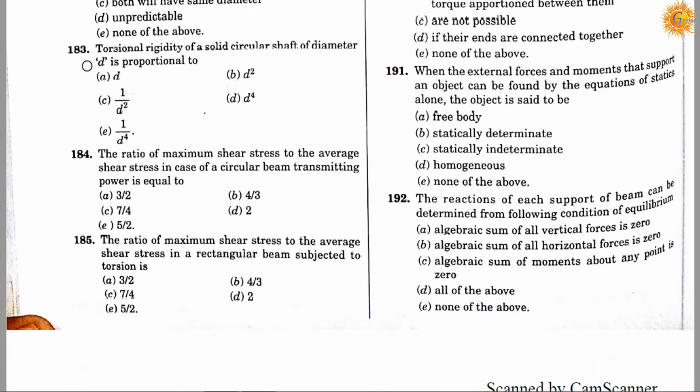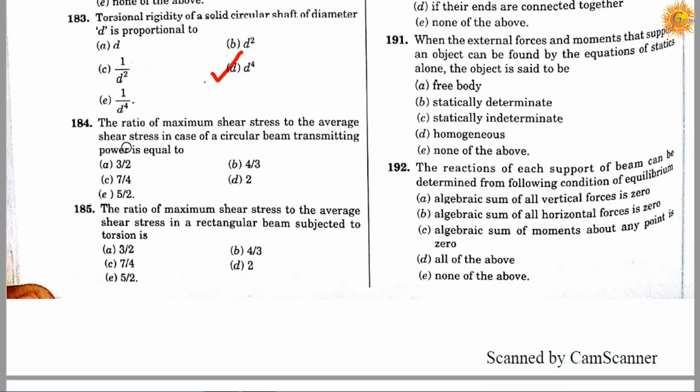Question number 183. Torsional rigidity of a solid circular shaft of diameter small d is proportional to: option A, d; option B, d squared; option C, 1/d squared; option D, d to the power 4; and option E, 1/d to the power 4. The correct answer is D, it will be d to the power 4.